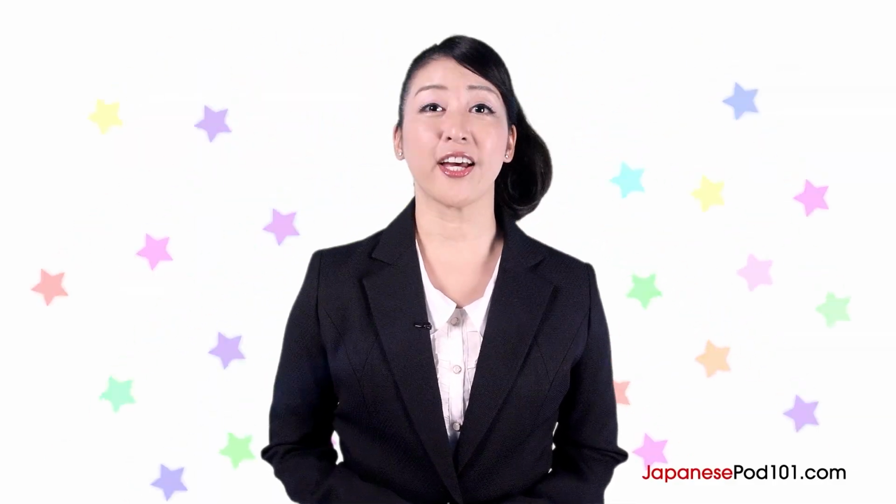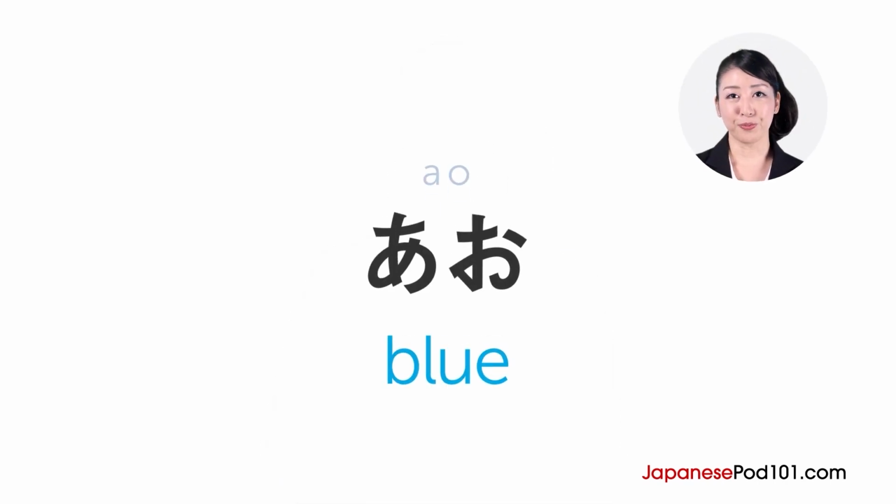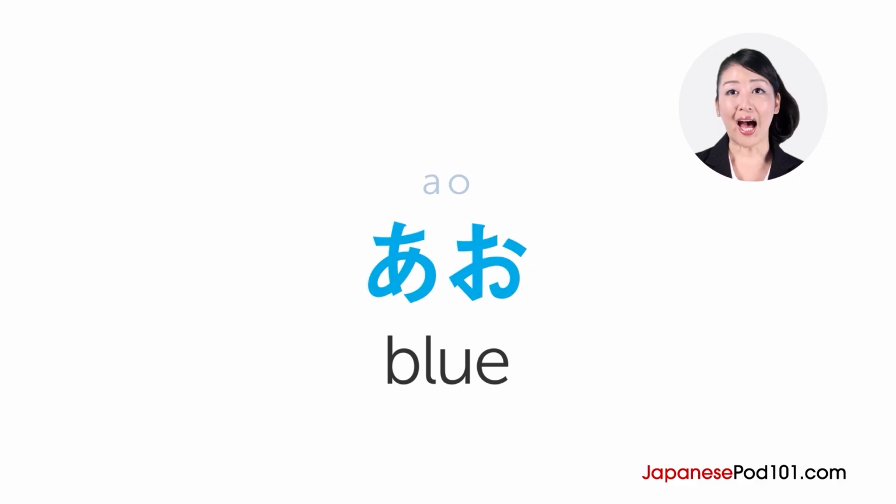Congratulations! You've learned the 5 Japanese vowels. There are many Japanese words made up of vowels alone. Let's practice. Repeat after me. Ao, blue. Ao, ao.